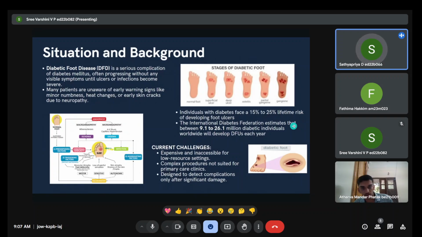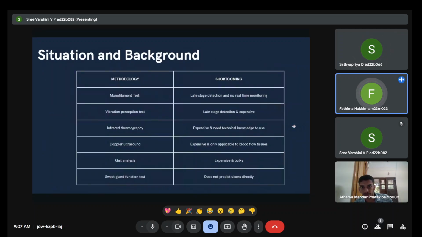It is also designed for complications which become severe after certain stages of damage. As part of this project, we did a survey on different methodologies that are currently used in technology to detect diabetic foot ulcers. But everything has its own demerits. For example, the majority of them were expensive. Other things were only detecting at the last stage of the diabetic foot ulcer.